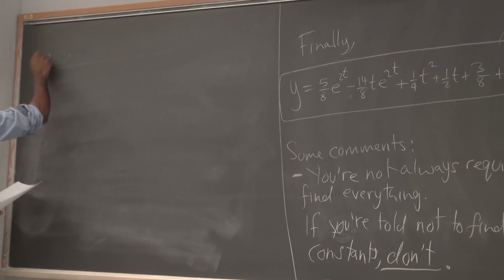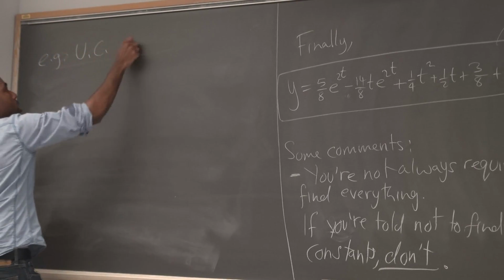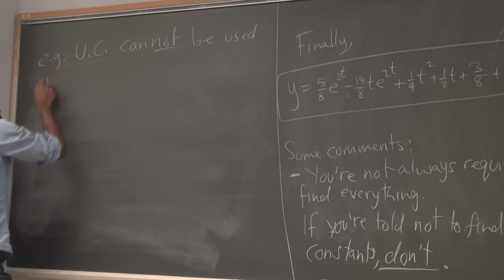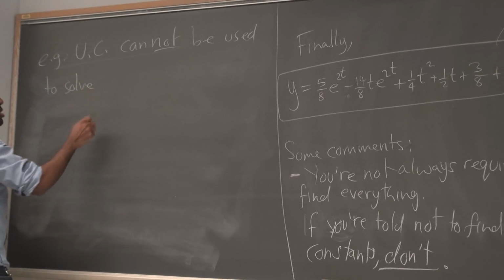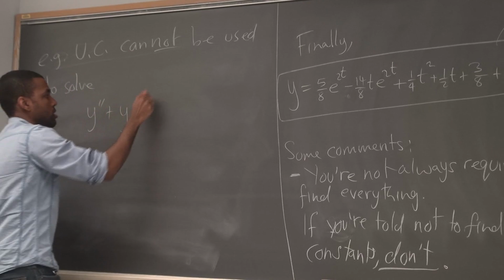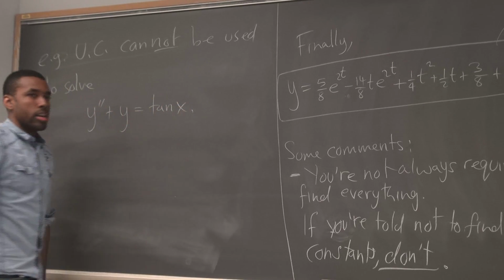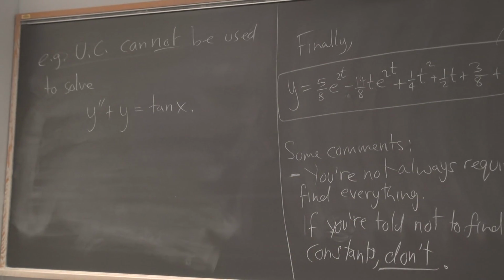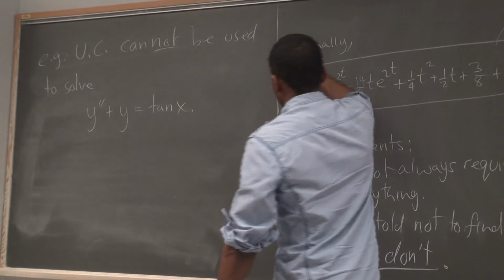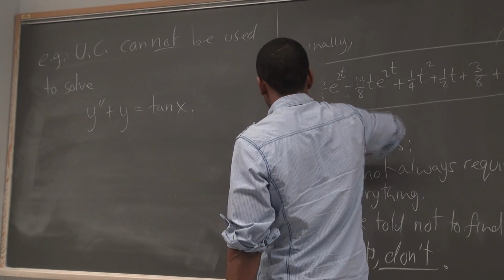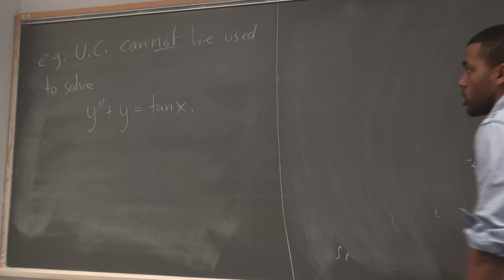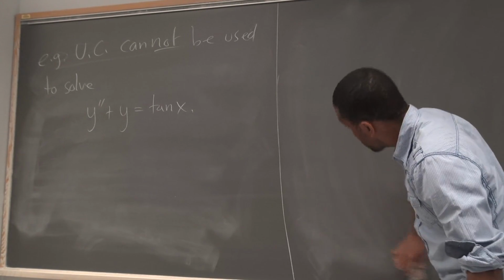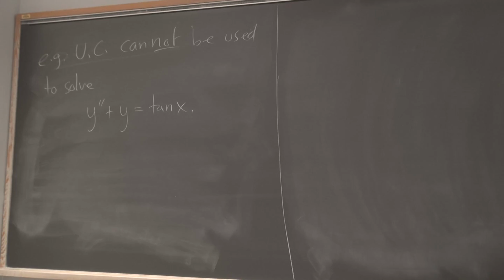So for example, UC cannot be used to solve something as simple looking as that guy. And if you start to think about it, you will realize why. If you're given this differential equation, you can't really use undetermined coefficients because it's going to be hard to predict what the particular solution looks like.